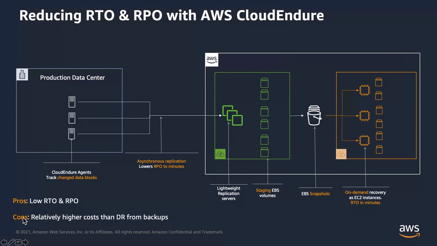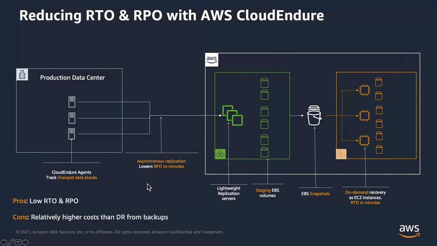So that's the benefit. The disadvantage as compared to the backups is a relatively higher cost than performing disaster recovery from a backup technology. The reason is there will be some staging costs because of these replication servers, some staging EBS volumes and EBS snapshots. But then, of course, you're not paying for this compute. You pay for this compute only when you do these recoveries. Okay, so this is how you reduce your RTO and RPO with AWS CloudEndure.